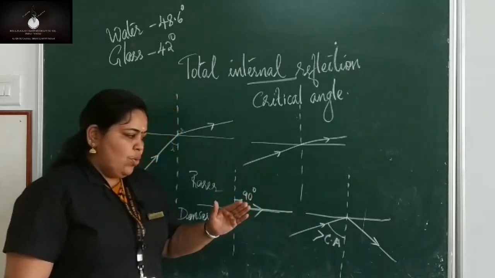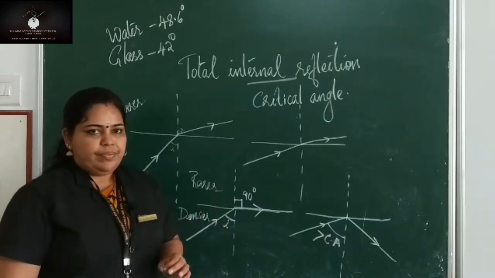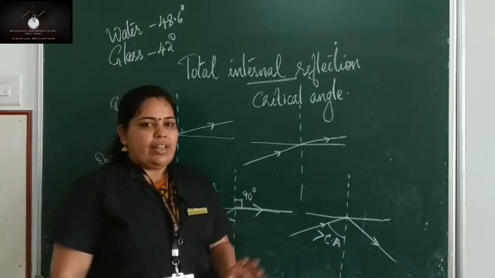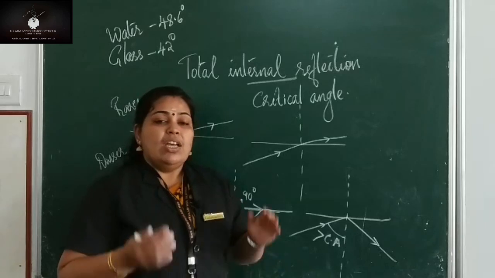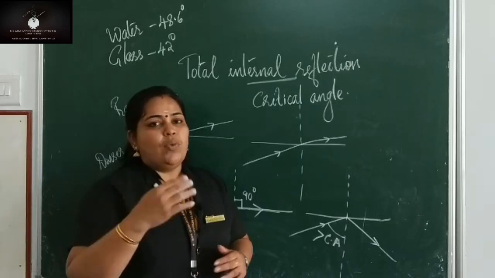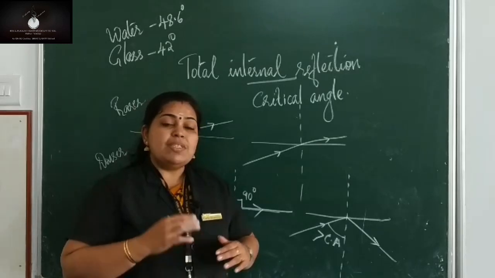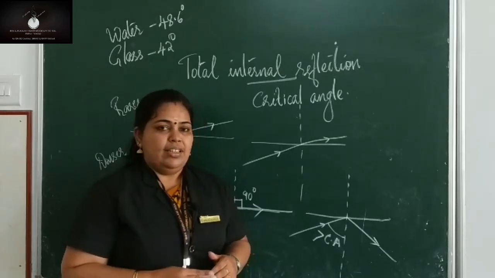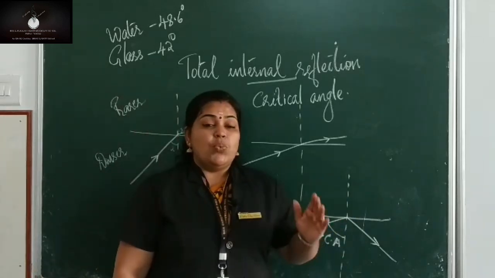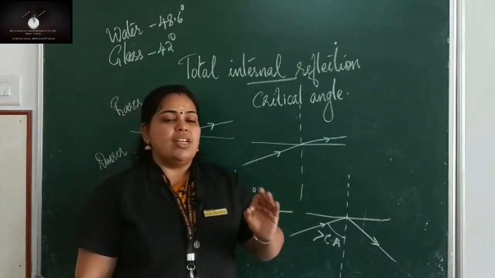Okay, so that phenomenon is known as total internal reflection. Once again, when a light ray moves from a denser medium to a rarer medium, or in other words, from a higher optical density medium to a lower optical density medium, what happens? If the angle of incidence becomes greater than the critical angle, the light ray reflects back to the denser medium itself without undergoing refraction. This is known as total internal reflection.